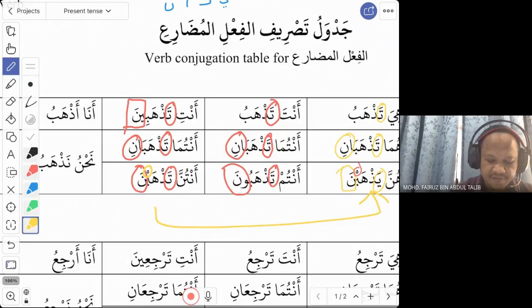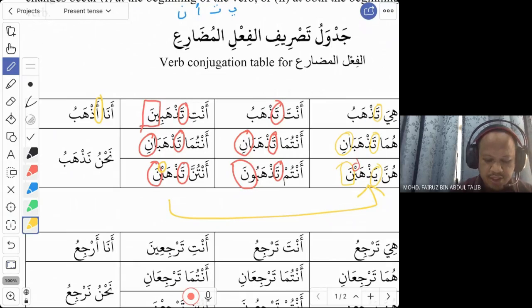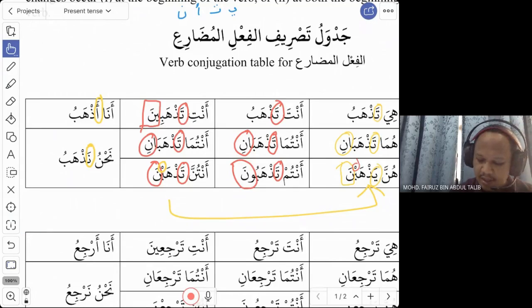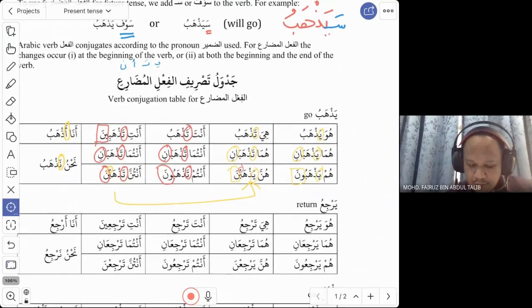And finally, for ana, you want to say I, you change to alif. So we say ana azhabu. I don't say ana yazhabu, that is wrong. Ana azhabu. And for nahnu, you want to say we, you change to nun. So you say nahnu nazhabu. If you look at the table, the one that you add to the beginning only is for huwa, for hiya, for anta, for ana, and for nahnu. But the rest, you have to add to the beginning and the end.